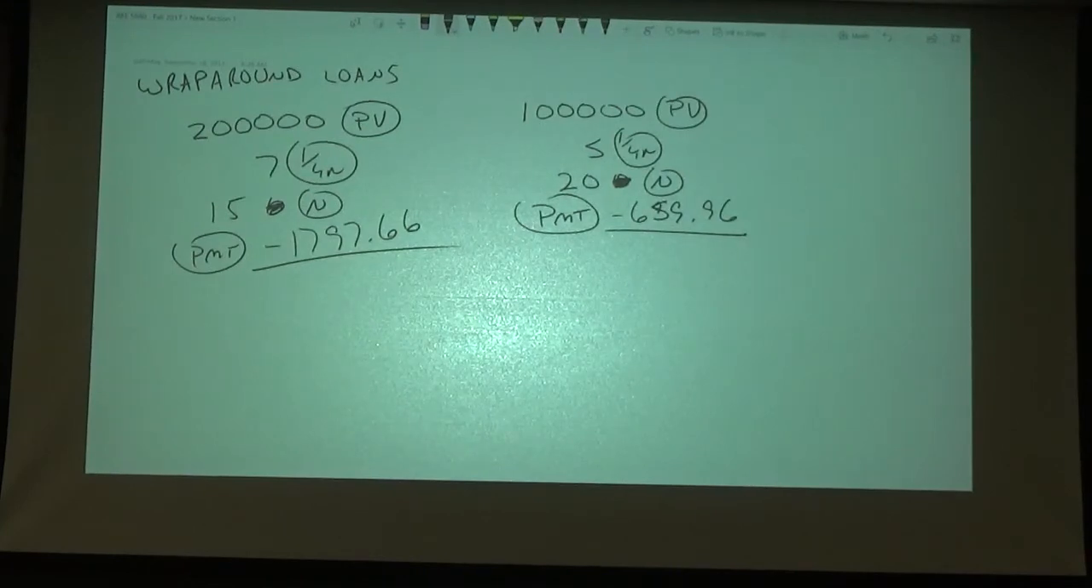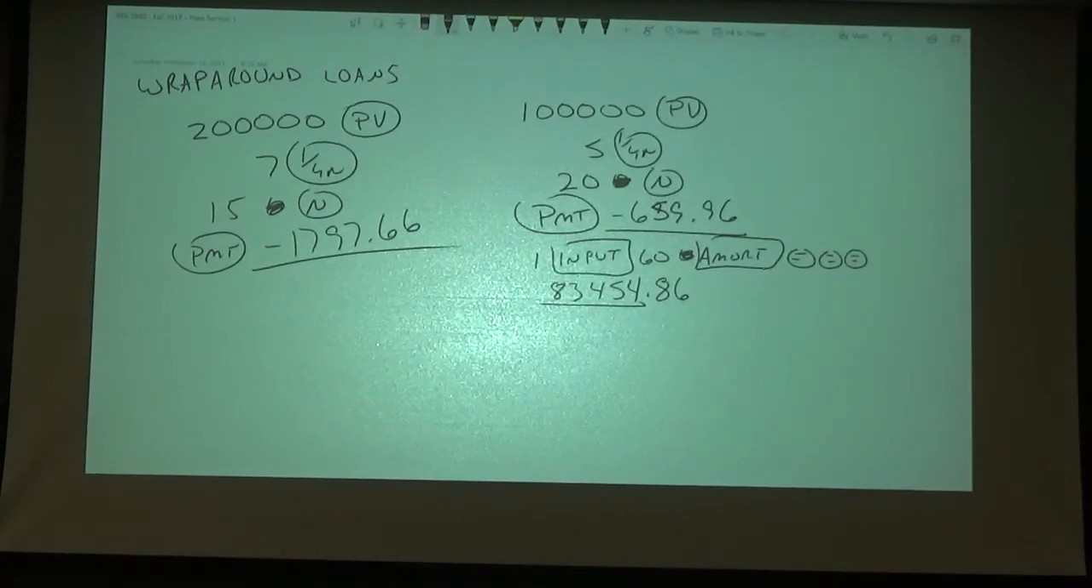Okay, but 5 years have passed on this original loan, the $100,000 loan, so we've got to find the balance at the end of that 5 years. Okay, and that's going to give us 83,454.86.